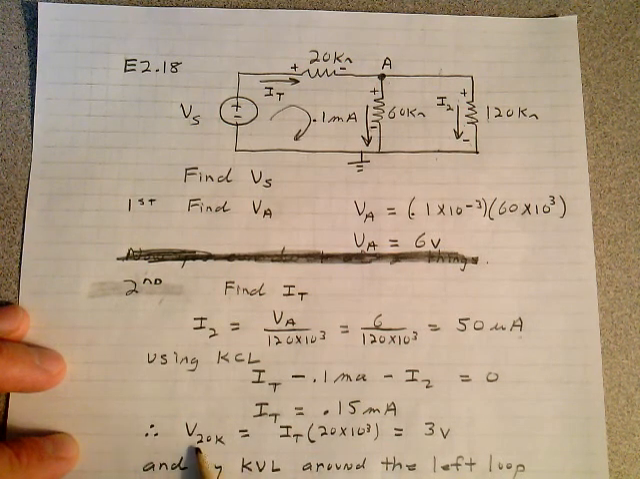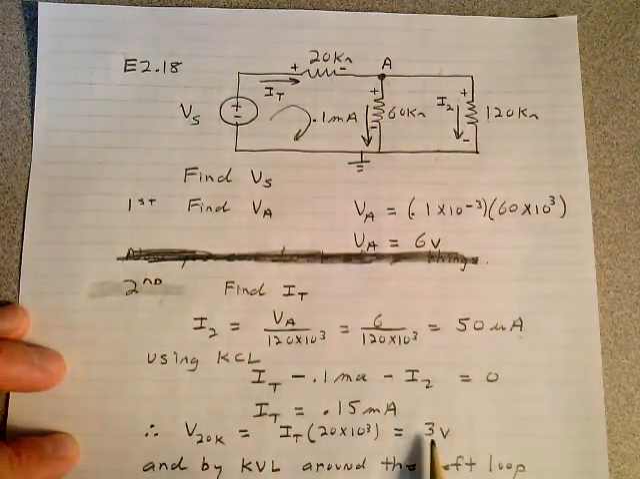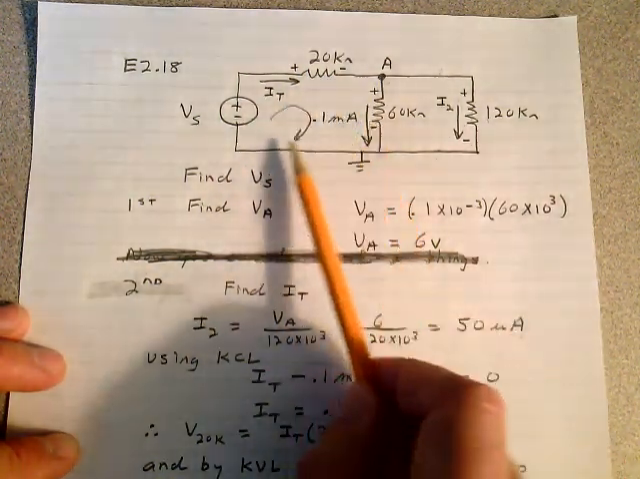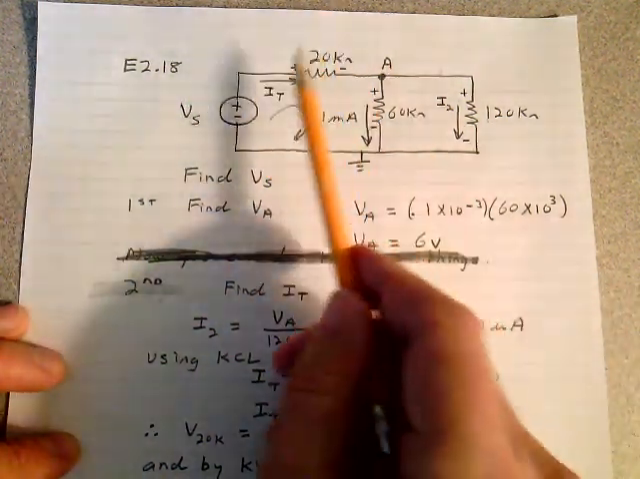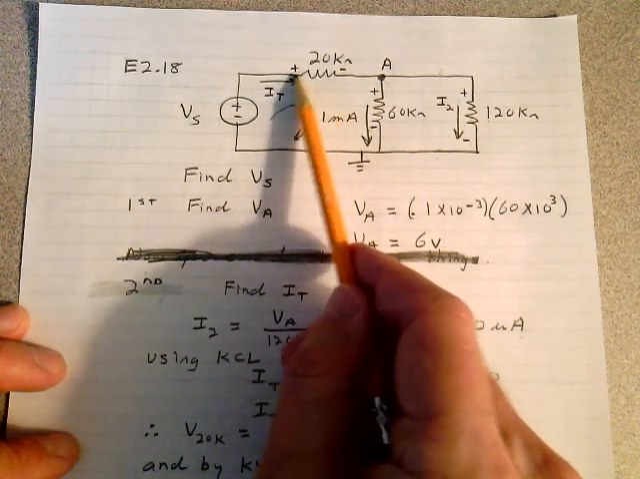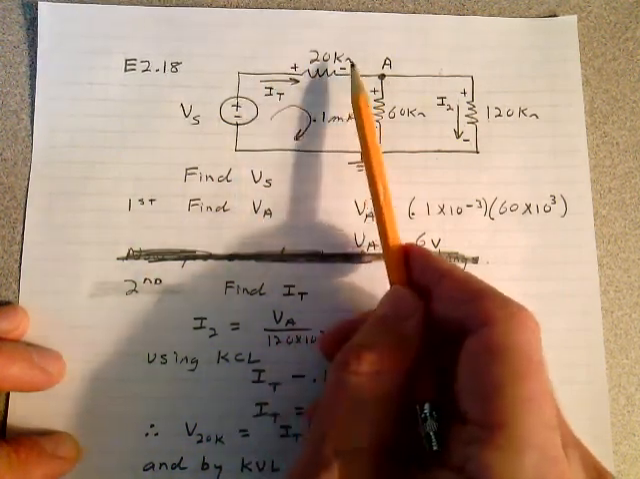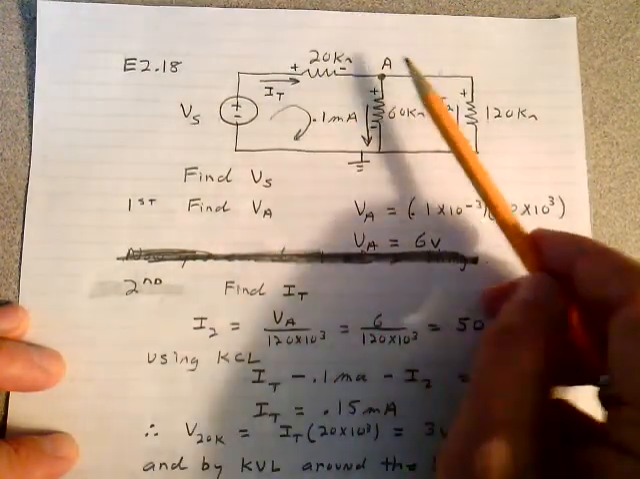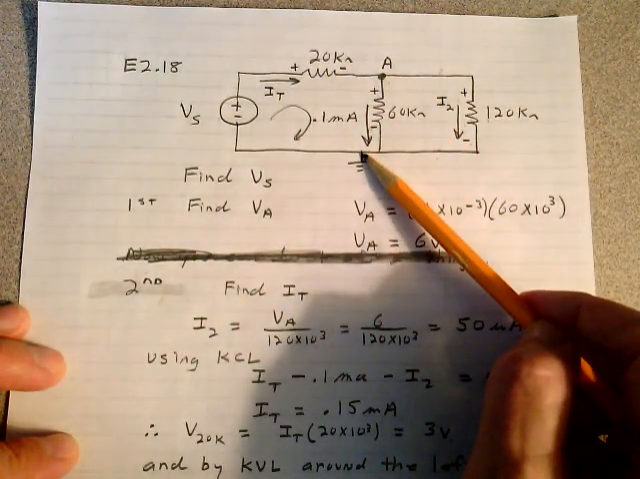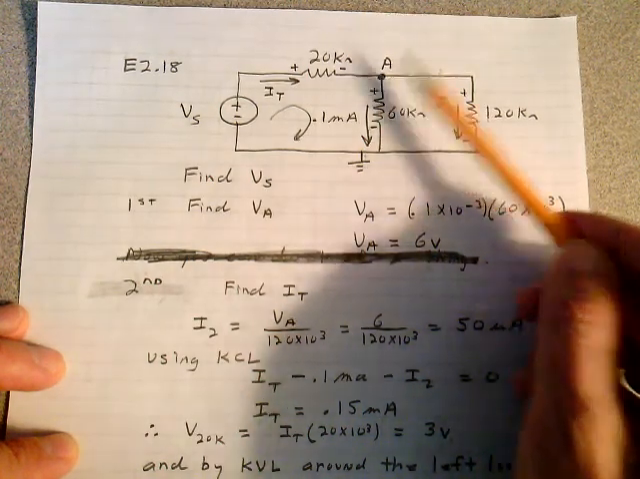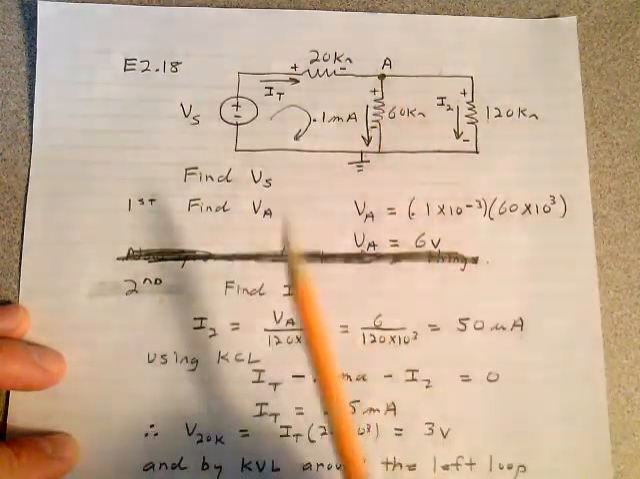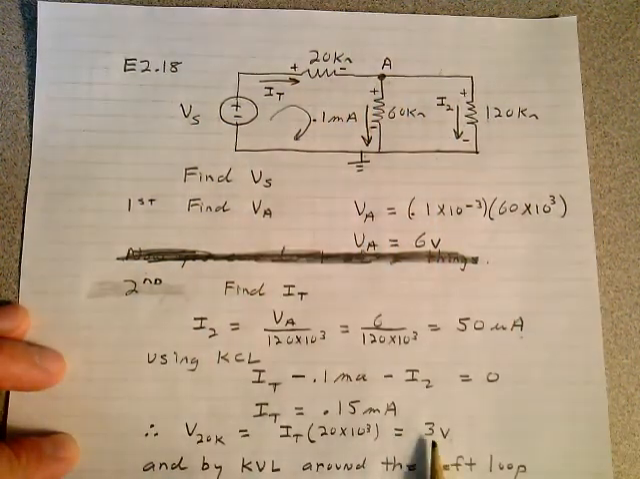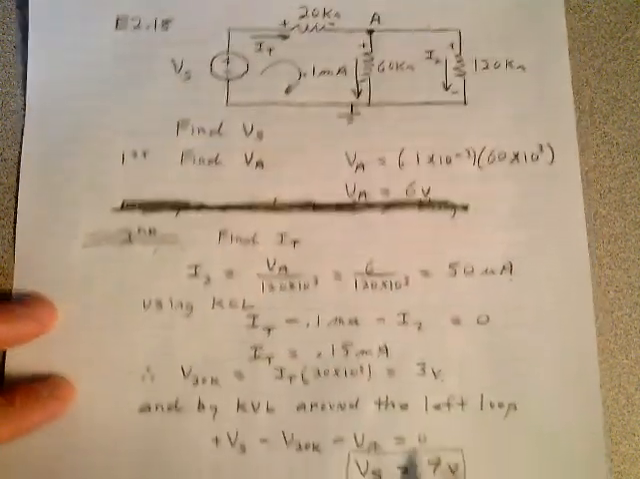Once you find that total current, you can find the voltage across that 20k ohm resistor, which is 3 volts. And then I just go around this loop here using Kirchhoff's voltage law. Some of this you can do in your head. Some students say, well, if the current is flowing in this direction, it's plus to minus. Don't forget the passive sign convention. We know the voltage across the 20k is 3 volts. So if you're at ground here, and you come up to VA, which was 6 volts, and then you come up another 3 volts, that leaves 9 volts for here. The source has to be 9 volts.